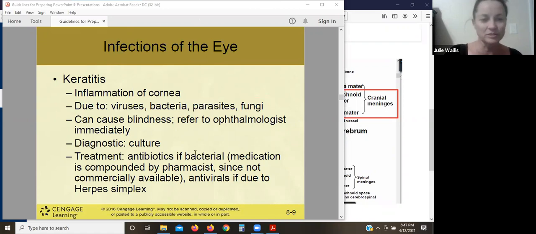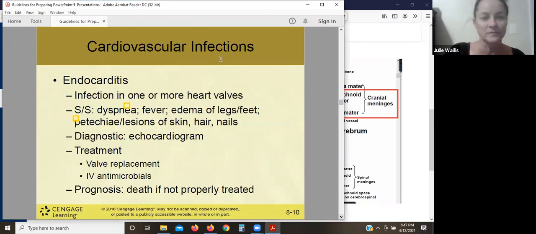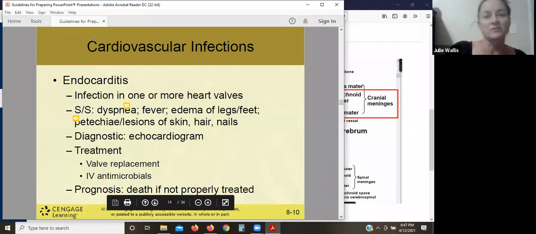Diagnostic would be culture. If bacterial, you would treat with antibiotics as usual. If it's a virus, you can treat with an antiviral if one is available. All right, so those were kind of skin and eye infections.